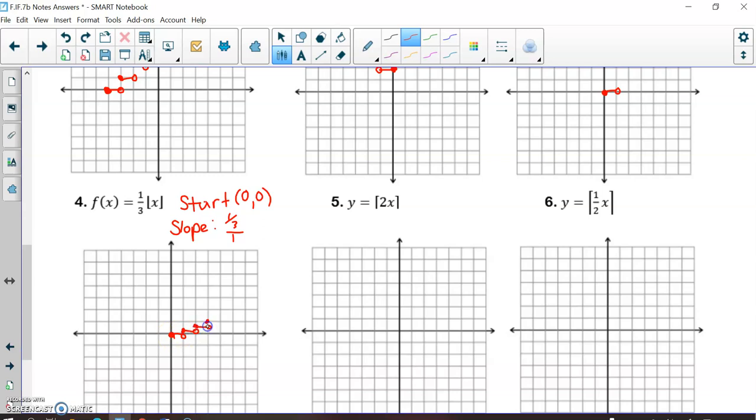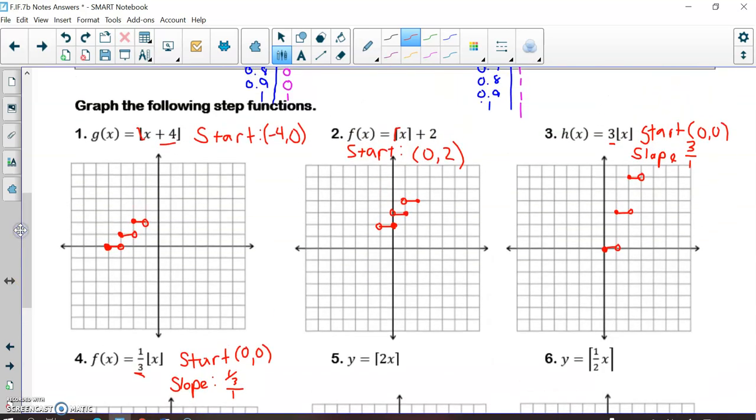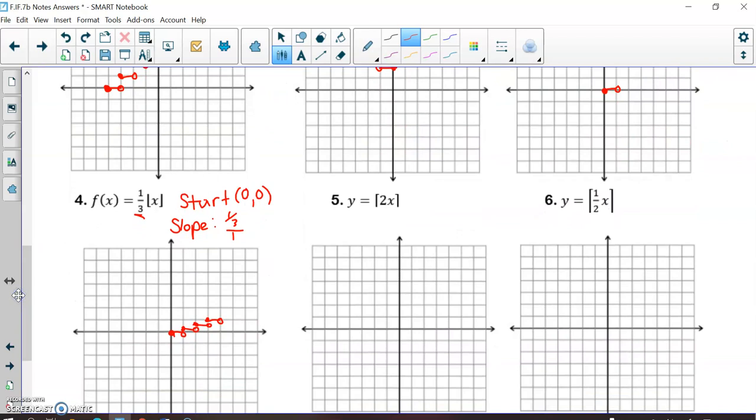Now we should notice that this was a vertical change because we have an a value. It was a vertical compression. So all my steps got really, really close together. So if you have a vertical stretch, all your steps get further apart. Whereas if you have a vertical compression, all your steps get really close together. Now in number 5, I have a b value, which I start still at 0, 0.